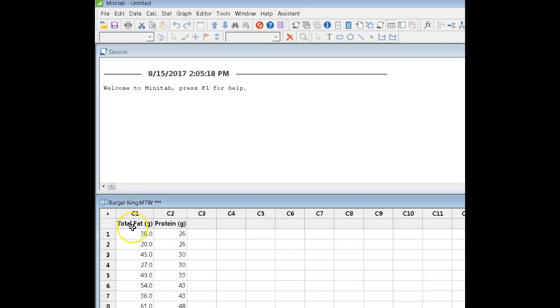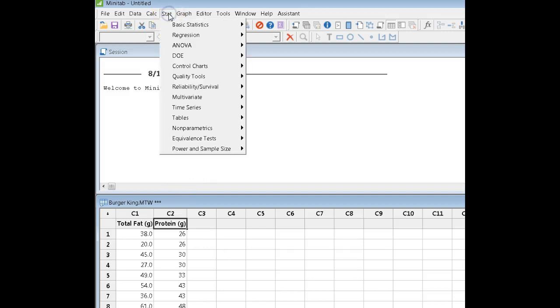Anyway, in column C1, we've got total fat. Column C2, we've got protein. Both of them are expressed in terms of grams. And really the question is, is there a relationship between total fat and protein? And if there is, is the relationship linear? Because when we do regression in this course, we're really only interested in whether that relationship looks linear.